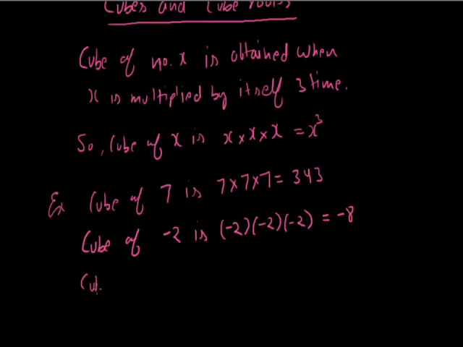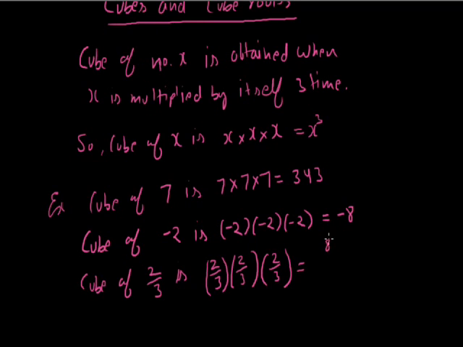Now what is the cube of 2 by 3? So we have to multiply 2 by 3 by itself 3 times, that is 2 by 3 into 2 by 3 into 2 by 3. So 2 into 2 into 2, that is 8. 3 into 3, that is 9. 9 into 3, that is 27. So the cube of 2 by 3 is 8 by 27.